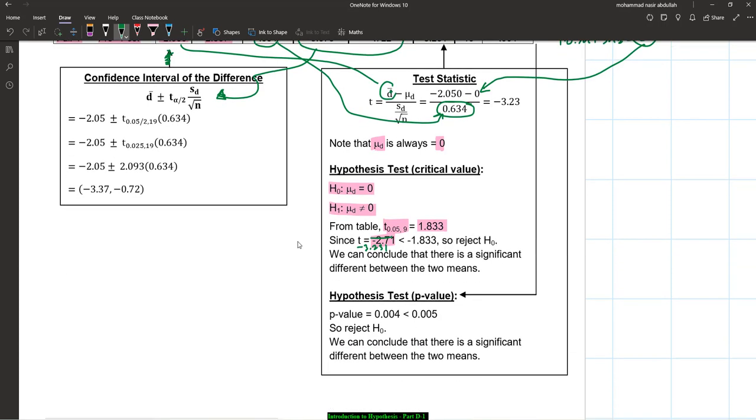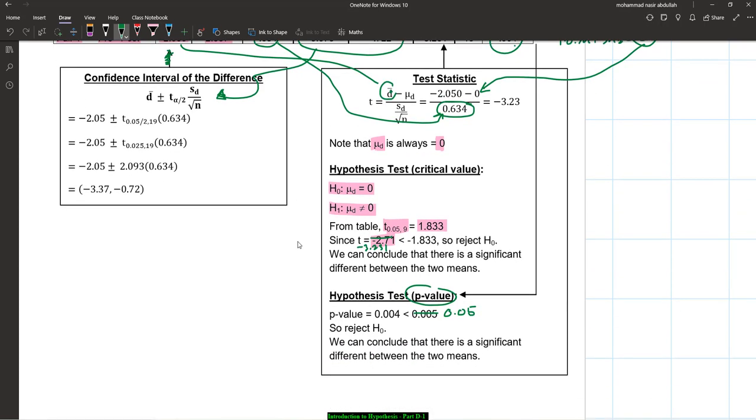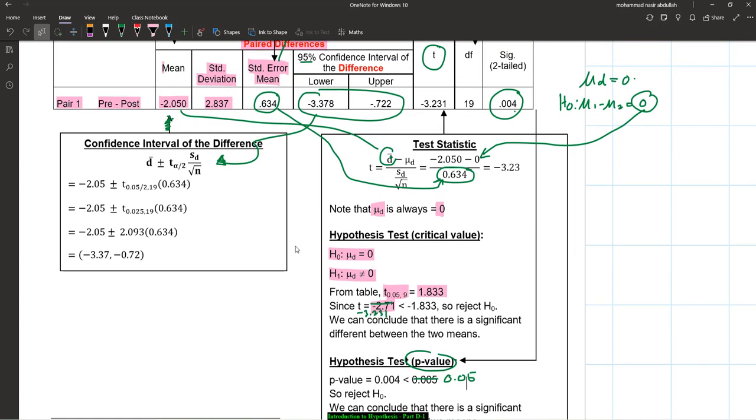If you are using the p-value approach, we just look at the p-value, which is 0.004. So 0.004 is less than 0.05, and this is 0.05, not 0.005. Since the p-value is less than 0.05, we reject the null hypothesis, and we can conclude that there is a significant difference between the two means. So the critical value approach and the p-value approach are the same. The concept is the same as we discussed previously.